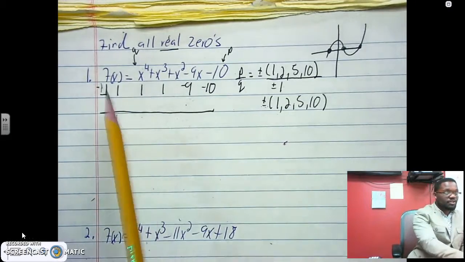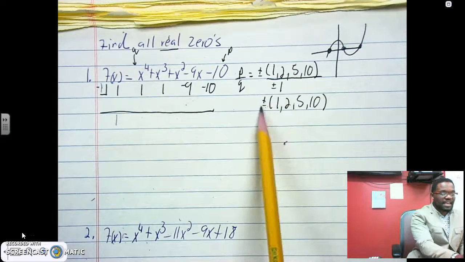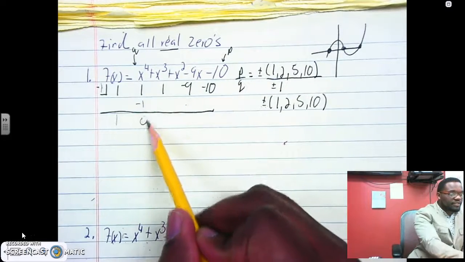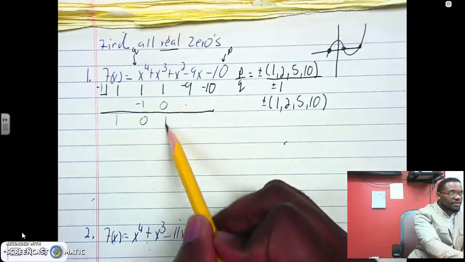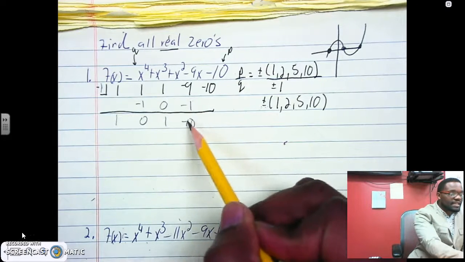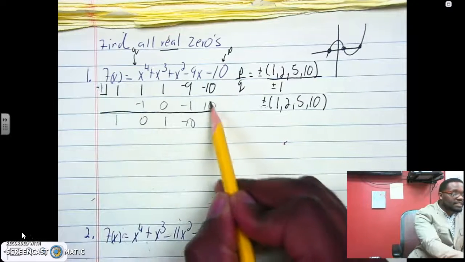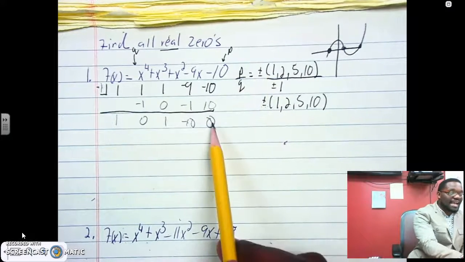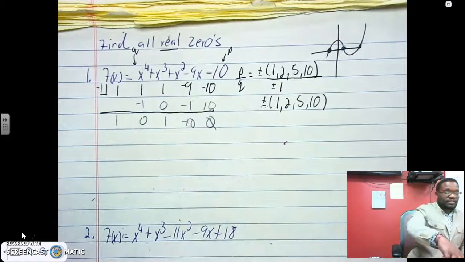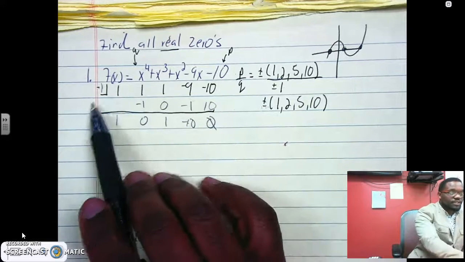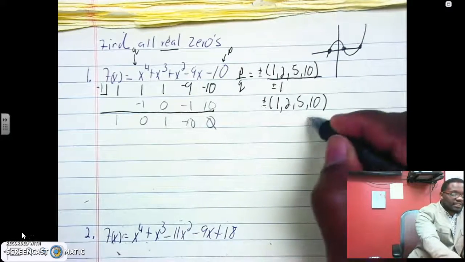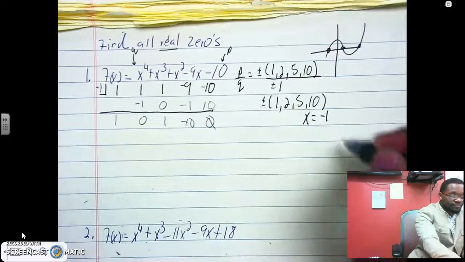So what am I doing now? I'm going to try negative 1. Why? Because there's positive and negative 1 over here. 1 times negative 1, that's negative 1. Negative 1 times negative 1, 0. You add that, negative 1, that's negative 10, and negative 10 times negative 1 is a positive 10, and look, I got a 0. That's exactly what I'm looking for. I'm looking for 0 as a remainder. So what does that mean? Well, since negative 1 gave me a 0 as a remainder, part of my answer is x equals negative 1.